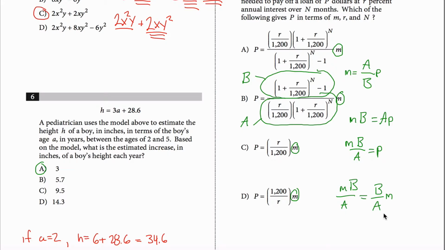The fractions freak a whole lot of people out, but when you're multiplying B over A times M, you can think about this M as M over 1. And when you're multiplying fractions, you multiply straight across. So the B and the M get multiplied, which go here, and the A goes here. So that's why this is really the same as this.